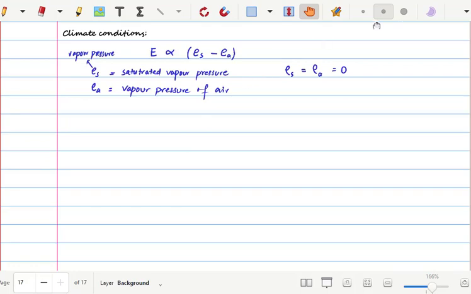And this was our first factor, climate and climatic condition. And second factor is temperature. Everyone knows that whenever temperature will increase, rate of evaporation will increase. So evaporation is directly proportional to temperature. Okay, temperature will increase, then evaporation will increase. Third factor is wind speed.